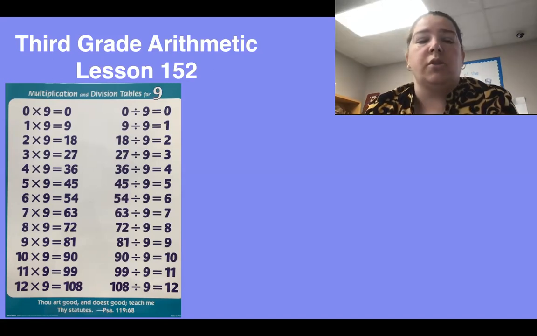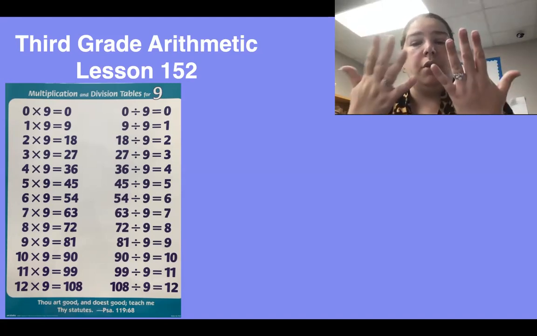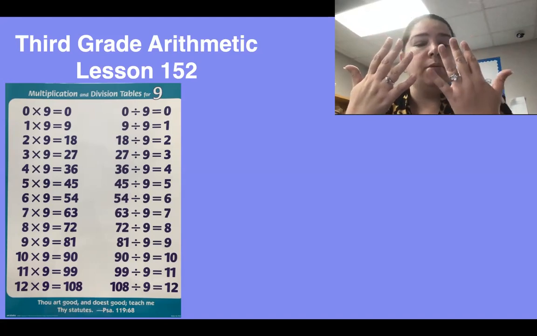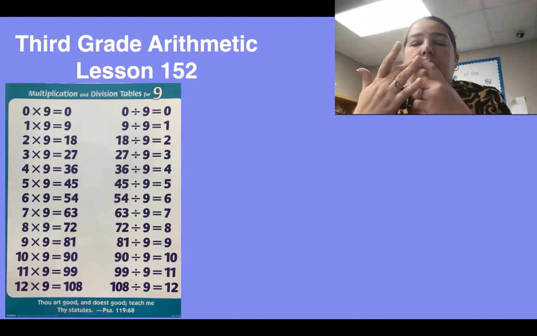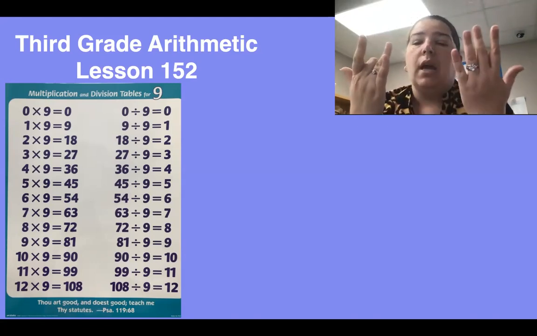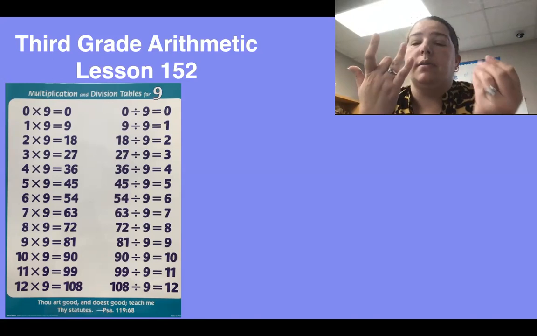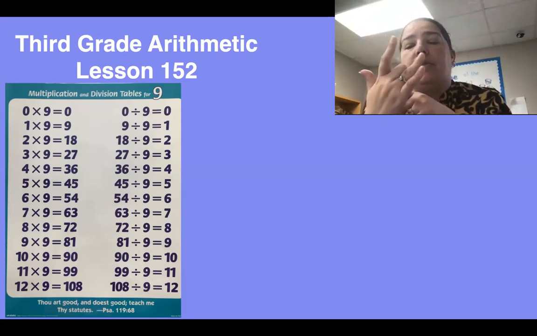You guys should have also seen the trick with your fingers. If you look at your fingers and you say 9 times 8, you look at your 8th finger and you put it down. And then on this side you have 7, and on this side you have 2.